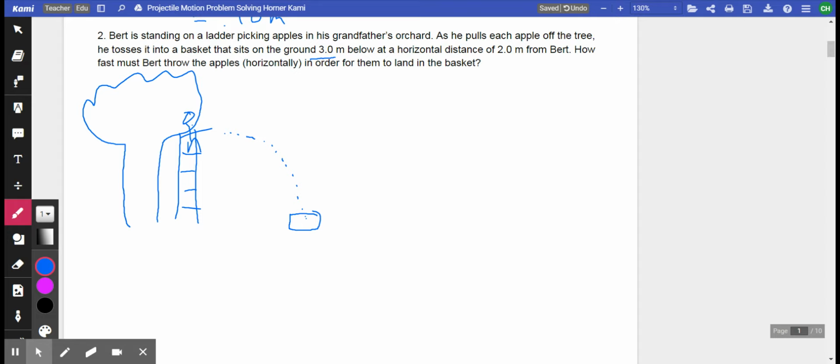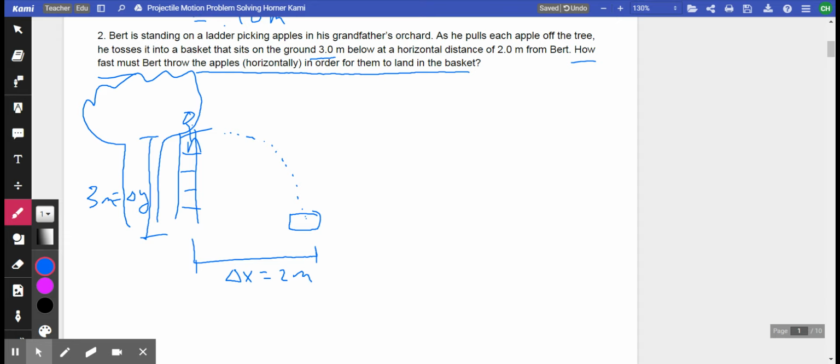So the basket sits on the ground 3 meters below. So I know that the distance here is 3 meters, and that's going to be my delta y. And I also know that there's a horizontal distance, and this is not to scale, of course, and this delta x is equal to 2 meters. It says how fast must Bert throw the apples in order for it to land in the basket.